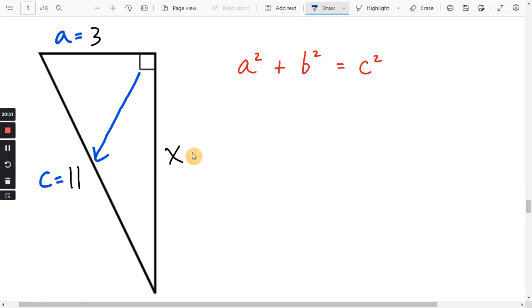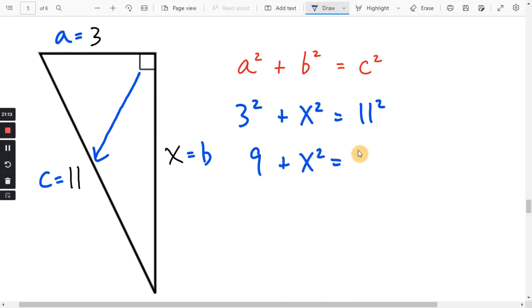So I'll let a equal 3, and I'll let x equal b. All right, so a squared is going to be 3 squared. B squared is going to be x squared. And c squared is going to be 11 squared. All right, 3 times 3 is 9. X squared is just x squared. 11 times 11 is 121.